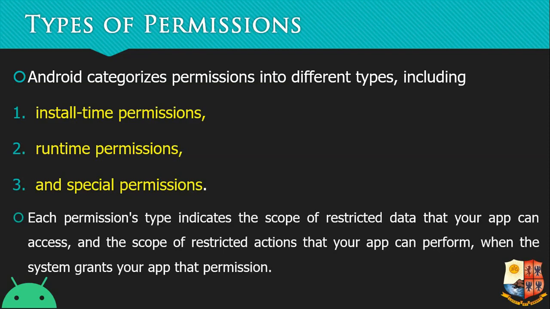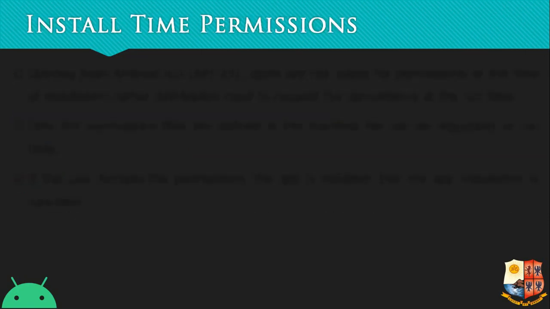Okay, so each permission type indicates the scope of your restricted data that your app can access, and the scope of the restricted actions that your app can perform when the system grants your app that particular permission. Okay, let me just go into the first type, install time permissions.